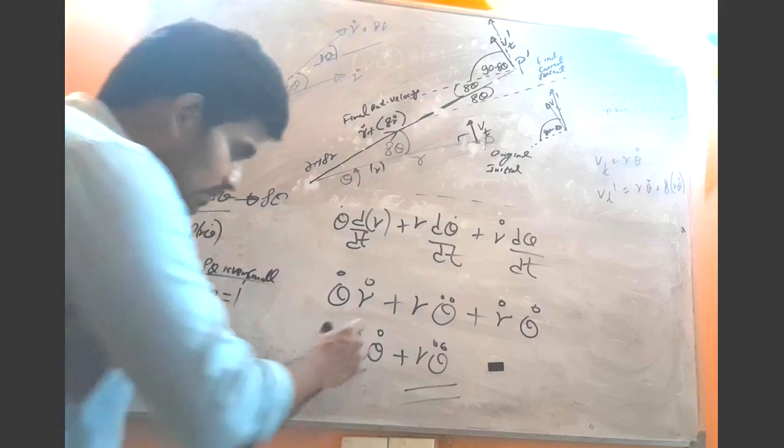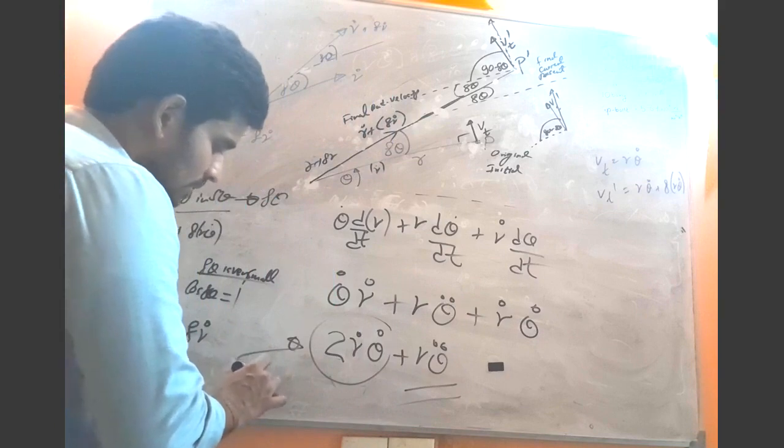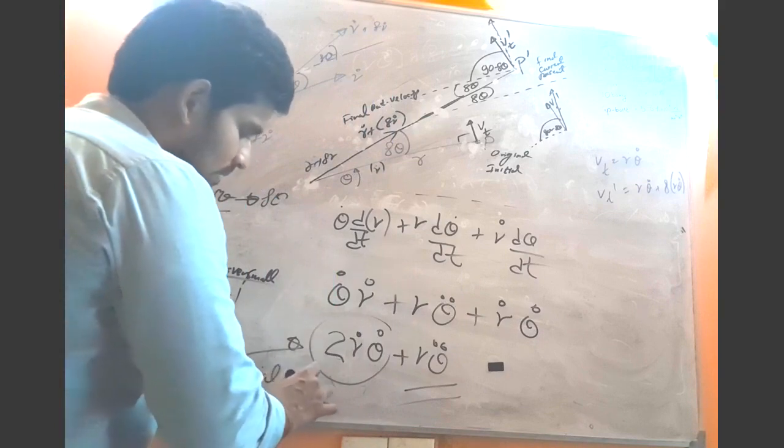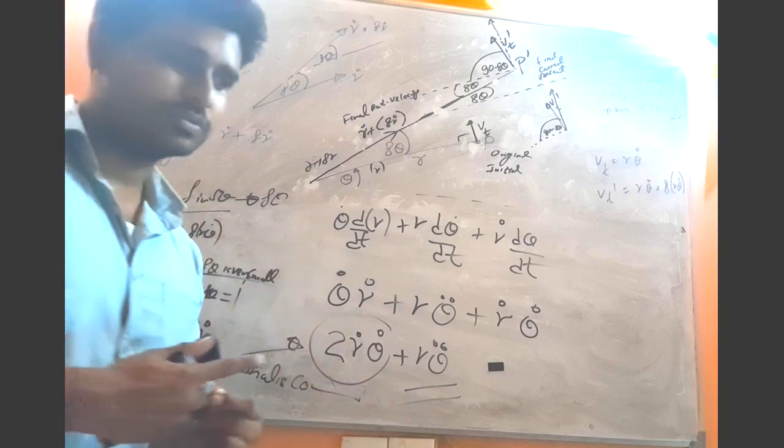And this component is a very special part that we call the Coriolis component, right? That is the Coriolis component, right? So this is how you derive that. So you have to practice this, right?